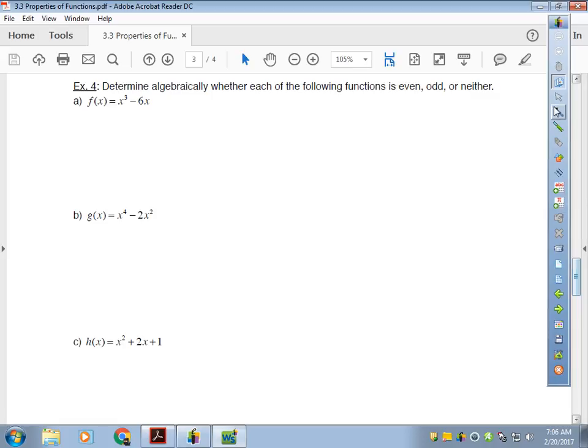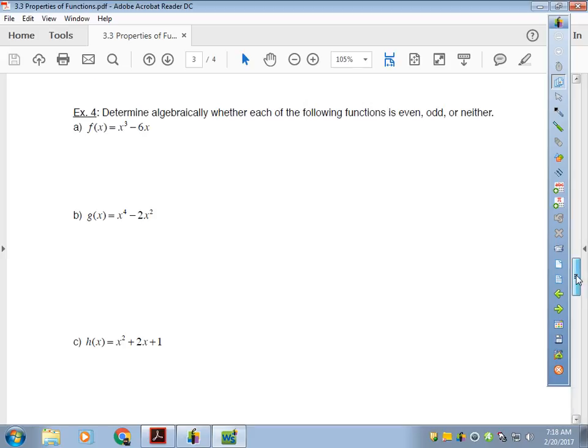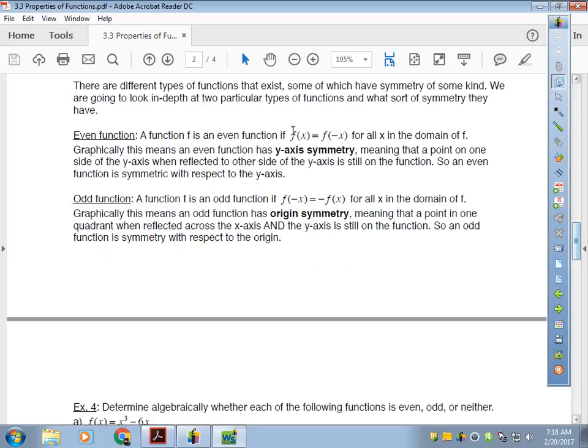All right, so here in example 4, they asked us to determine algebraically whether each of the following functions is even, odd, or neither. I'll come back to this, but I want to scroll back to our definitions here. So even means f of x equals f of negative x, and odd means f of negative x equals negative f of x. So when we do this, we're going to check that for this one first. We're going to figure out what f of negative x is, and compare it to f of x, and see are they the same. If they're the same, it's even. If they're not the same, then we'll move on to this one.